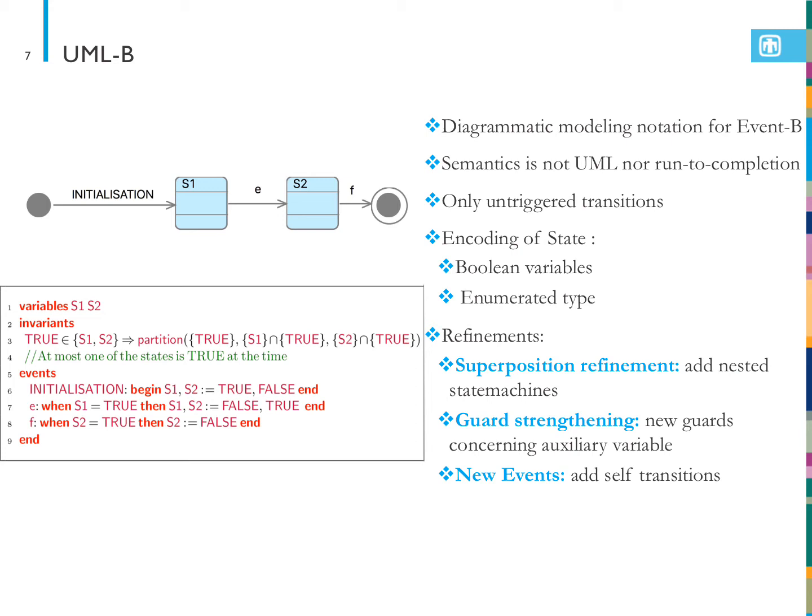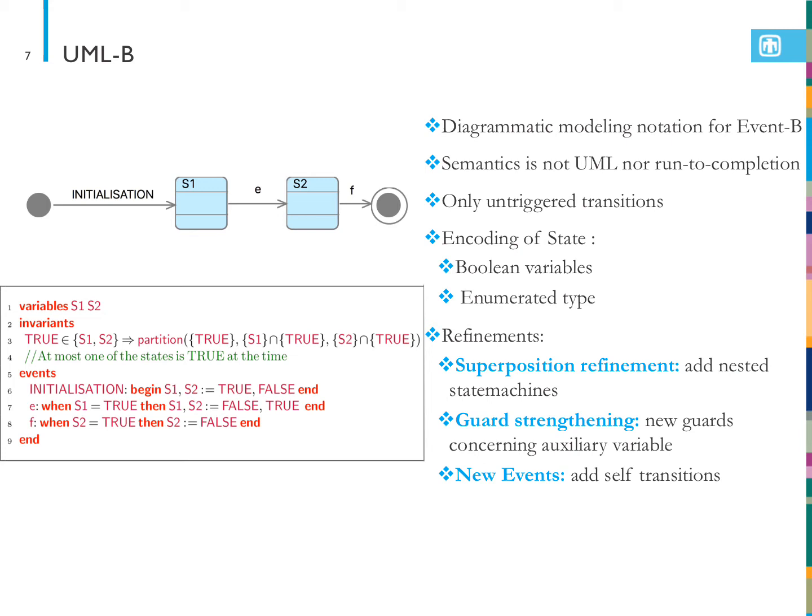There are different forms of refinement supported. One is the superposition refinement, where we add a new state machine within an existing state. Two is the guard strengthening, where we add auxiliary variables to express new guards, which are predicates or conditions that must be satisfied for the transitions to be enabled. And three is the new events, which can be, for example, explicit transitions or self-transitions added to the model.